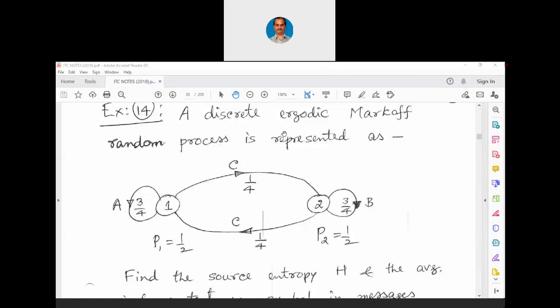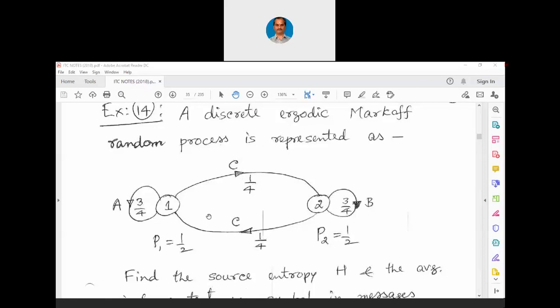That way, a discrete ergodic Markov random process is represented as follows, where the process is represented in only 2 states, state 1 and state 2. If the system comes back to state 1, then it is emitting symbol A. If the system comes back to state 2, it is emitting symbol B. Otherwise, it is emitting symbol C. That is how it is represented.